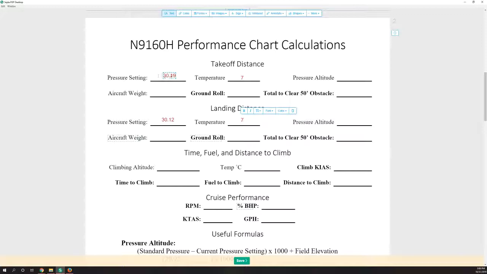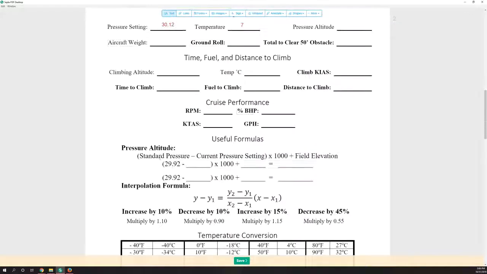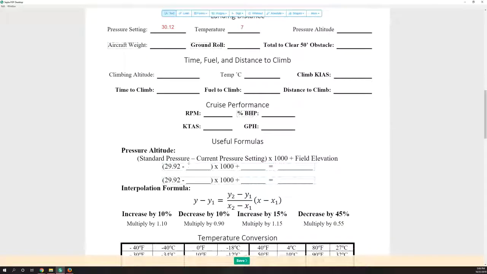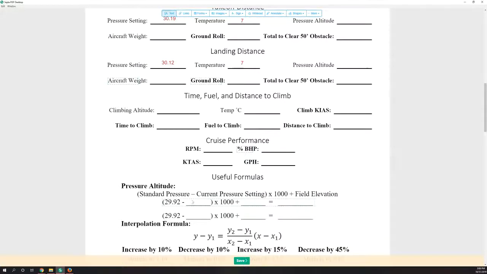So to calculate our pressure altitude, we have the formula right here. Standard minus current times 1,000 plus field elevation equals pressure altitude. So the standard pressure setting is 29.92. We're just going to subtract the current pressure setting, multiply by 1,000, and add the field elevation. So 30.19 is going to be the current pressure for Tuscaloosa. Field elevation at Tuscaloosa is going to be 170. If we plug that in a calculator, we would get an answer of negative 100.